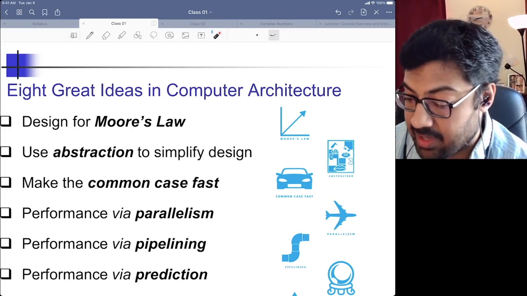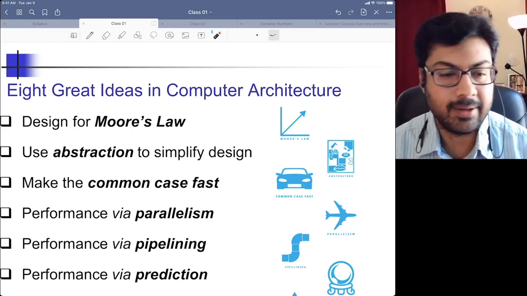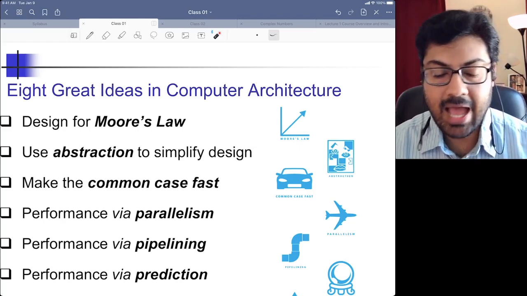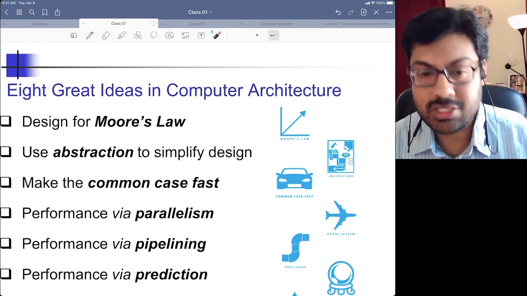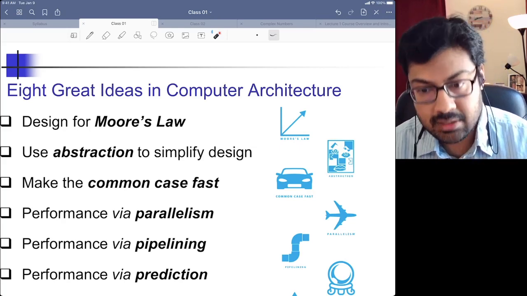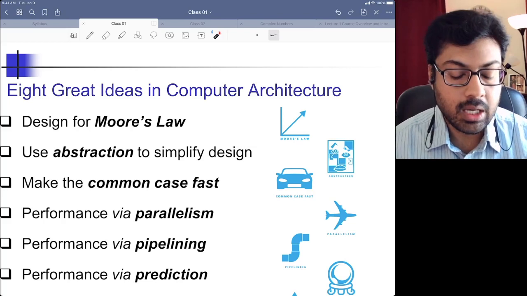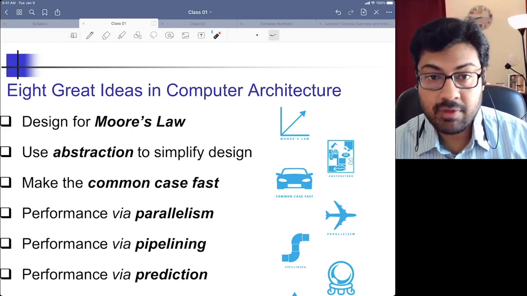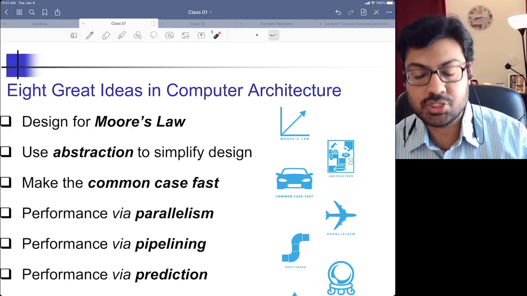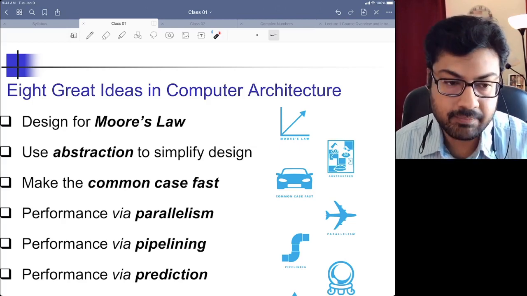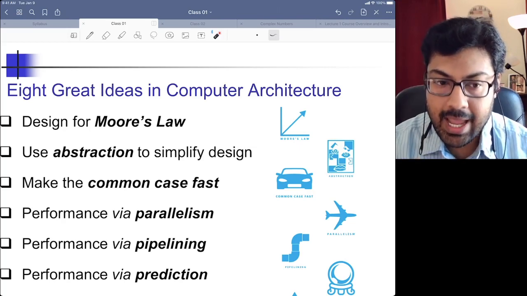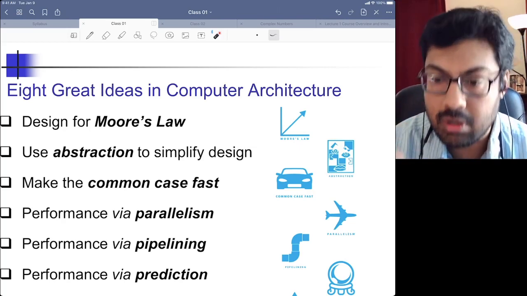Use abstraction to simplify design. We all do that a lot of times, as simple as a logic gate. When you think about a logic gate, you don't think about transistors. We know that we used transistors to make logic gates. However, when you think about a NAND gate or OR gate or NOT gate, you don't think about its transistors, you think about its functionality. And then you build more on top, so there are layers of abstraction. And the higher you go, the simpler your design becomes, right?